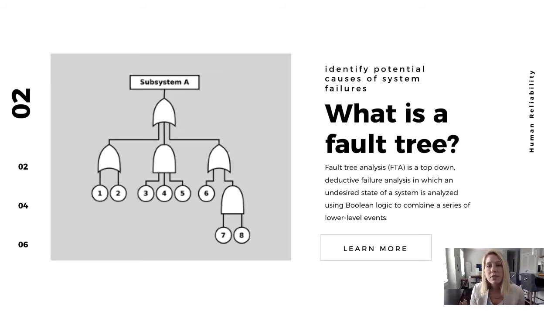So the main purpose of this fault tree analysis is to help identify potential causes of system failure before the failures actually occur, right? Because it's a top-down deductive failure analysis that uses Boolean logic to combine these lower-level events. And again, if you're interested in getting a little more background on fault trees, you can just click this link on the slide where it says Learn More.